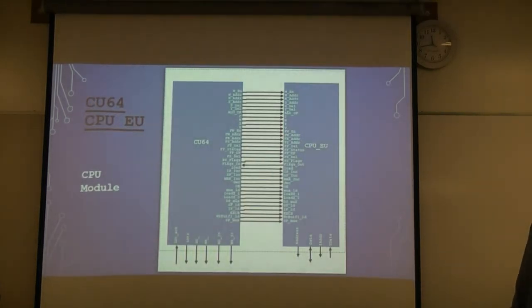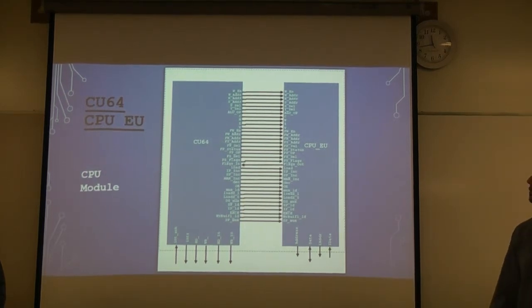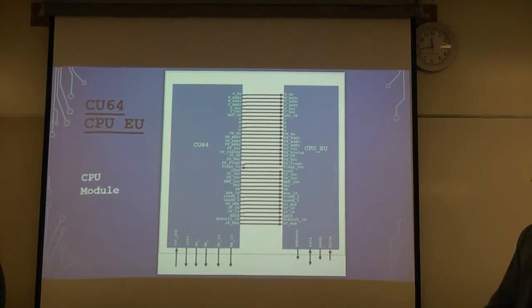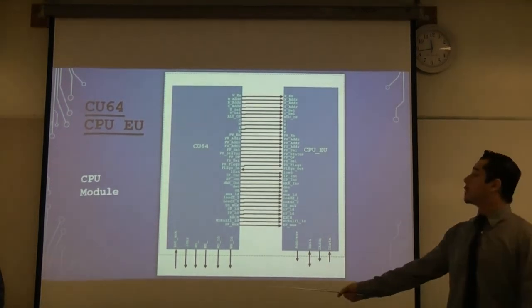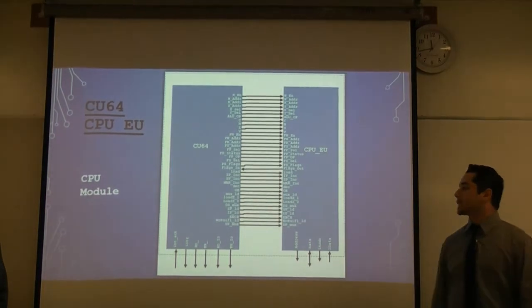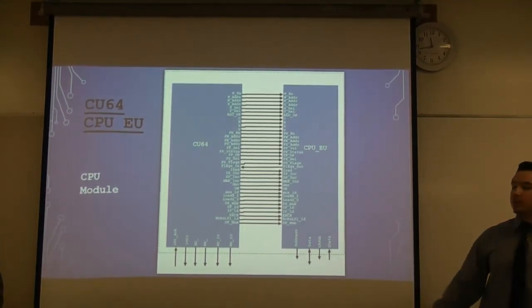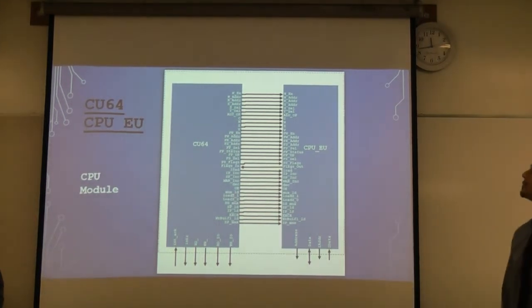Jumping into the CPU, you can see our control unit and all of the control signals that go over to the CPU. And the only one that went from the CPU back over to the CU64 was our flags out. That goes back into flags in. And down here you can see how it's going to be interfacing with our memory modules and our I/O.